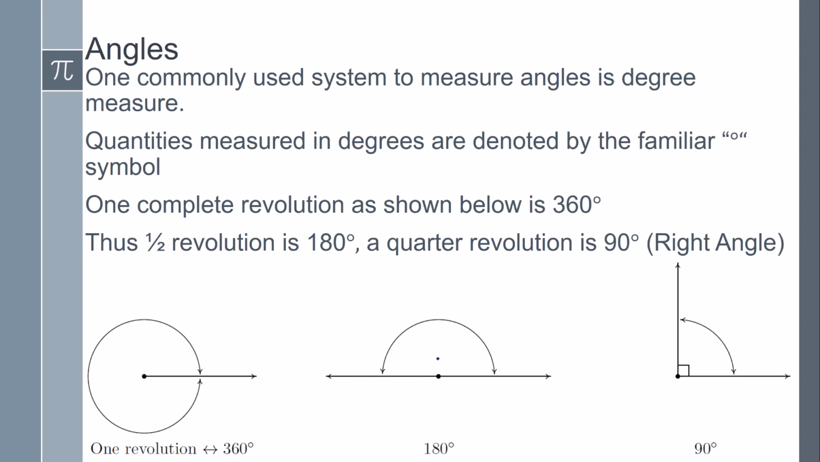Now, some commonly known measures of angles is if we go all the way around and it ends where it starts, we would say that that's one revolution or 360 degrees. If we rotate to where it creates a straight line, that's 180 degrees. And then we've seen this one before. If we rotate and it kind of creates that L shape, we would say that it's going to be 90 degrees.